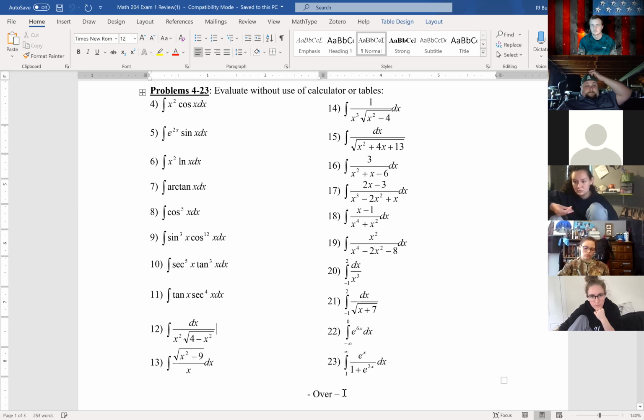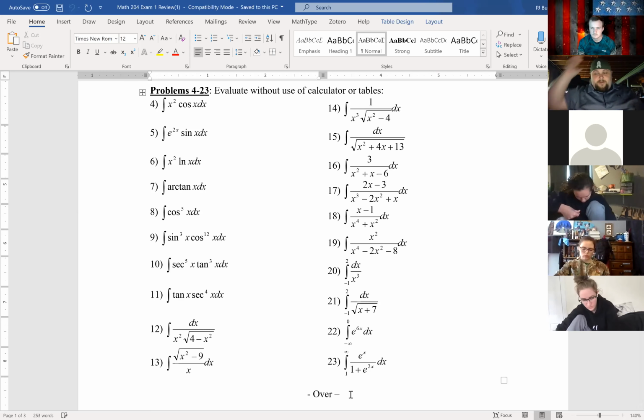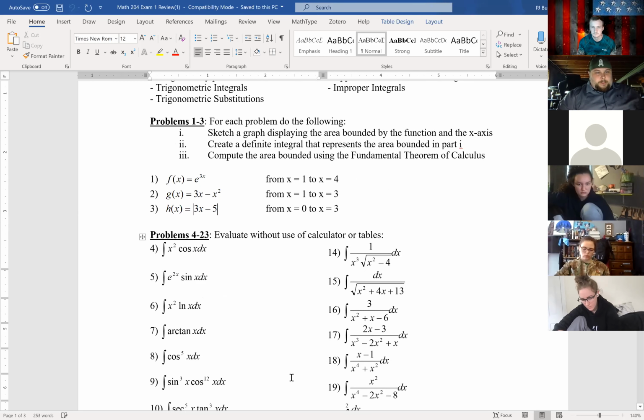Oh, I'm sorry, I missed number 22. How would you solve that again? That is an improper integral. Okay. So you would need to use your limits for that, and it's just a basic u substitution. Thank you. What about 3?